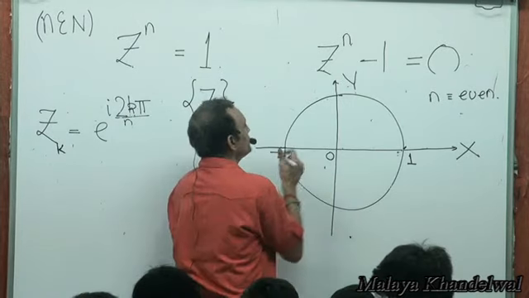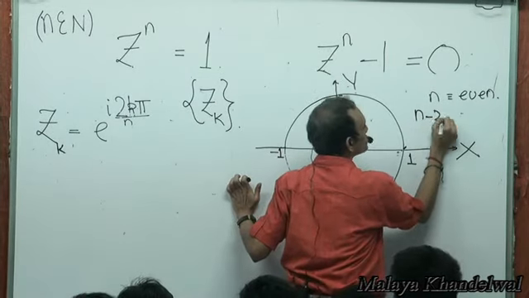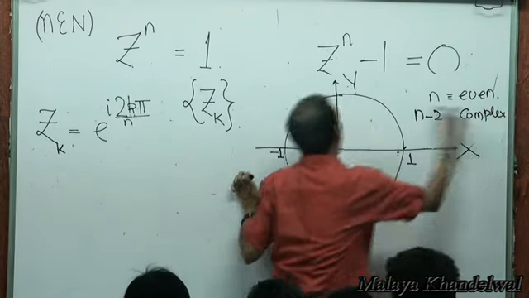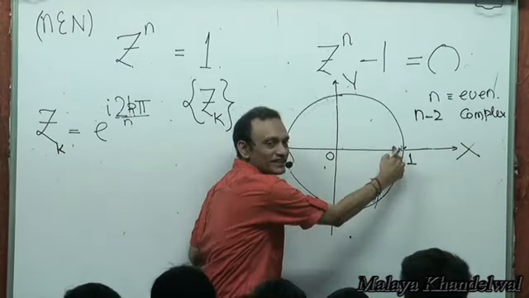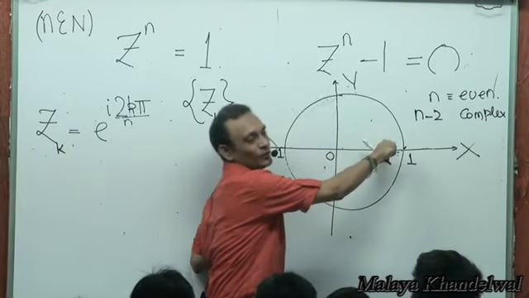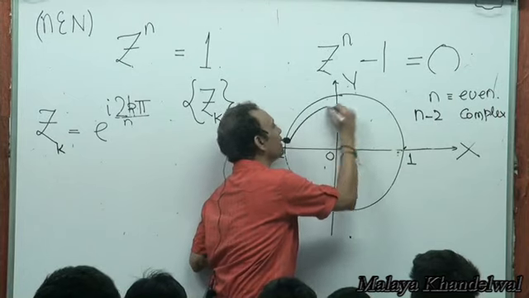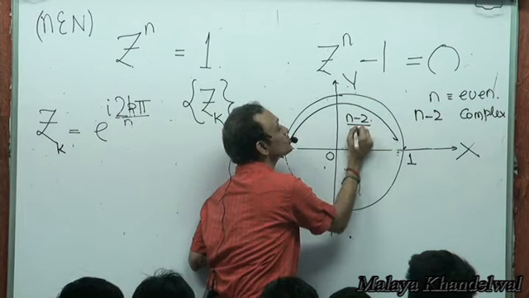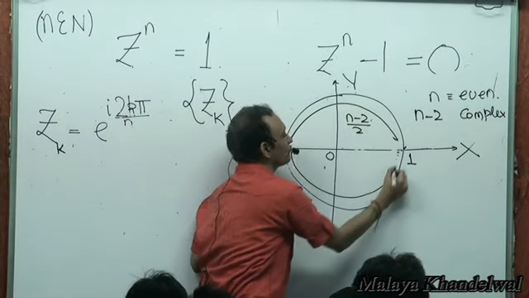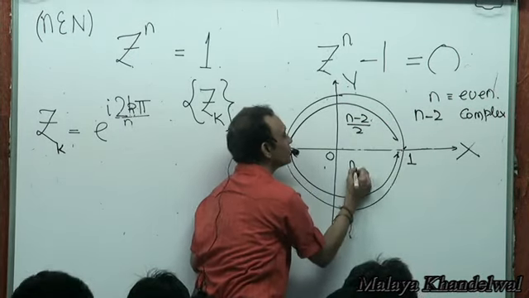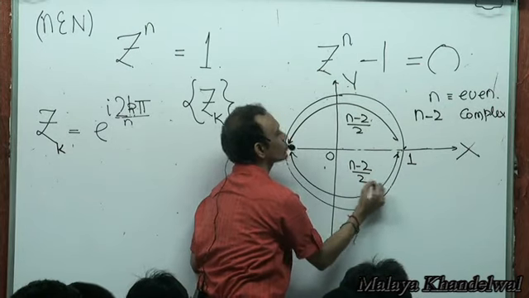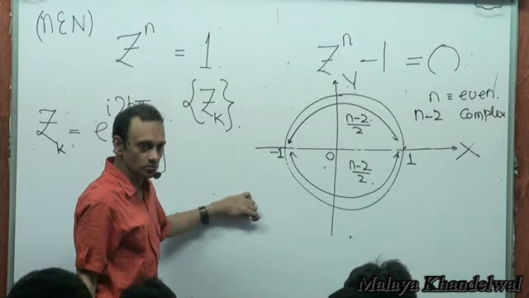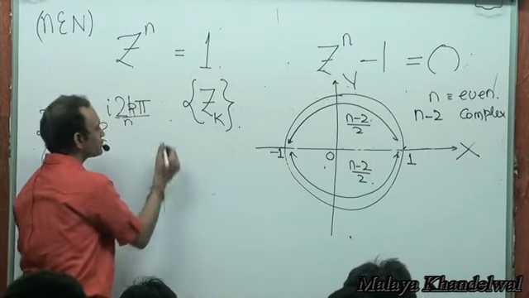So then what would happen is, n minus 2 complex roots, half of them would be on the upper half of the circle, half of them would be on the lower half of the circle. That means on the upper half of the circle, you will find n minus 2 by 2 roots, and on the lower half of the circle, you will find n minus 2 by 2 roots. Yes or no? Right?